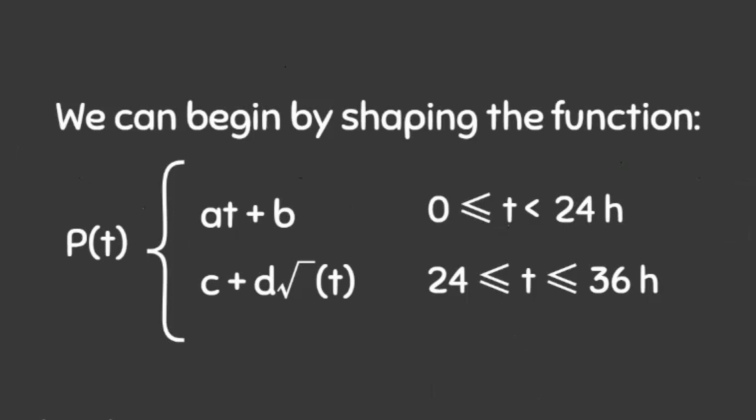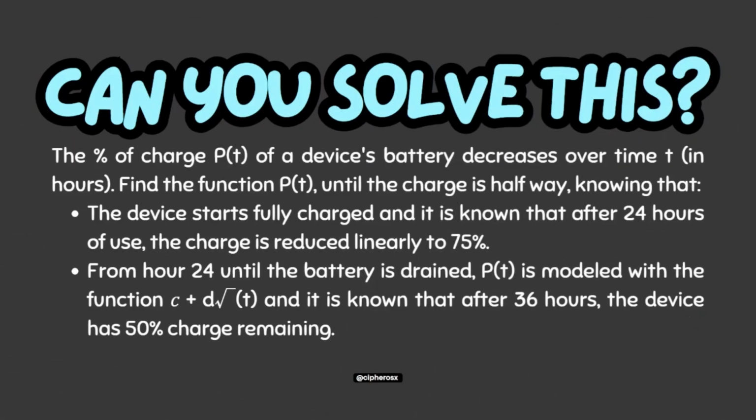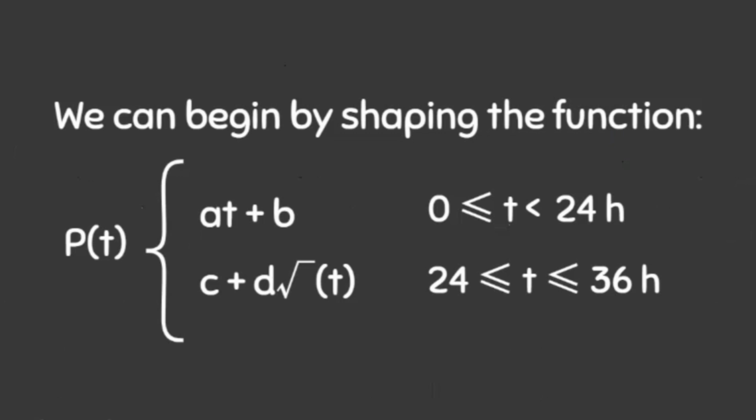We have the first segment between 0 and 24 hours, and as we know from the problem, after 36 hours the device has 50% charge remaining, and it also asks us to find the whole function until the charge is halfway. We set 36 hours as the end point of the function. Then how can we know about b? Because this equation obviously looks very uncertain.